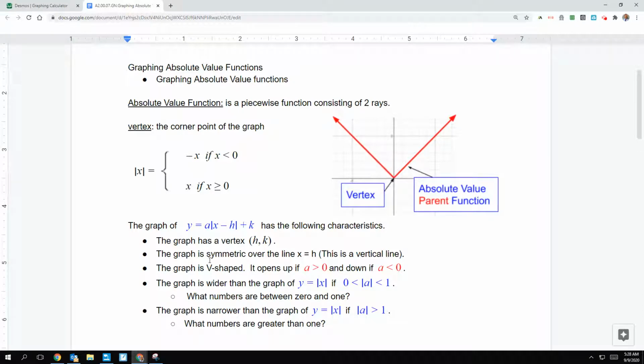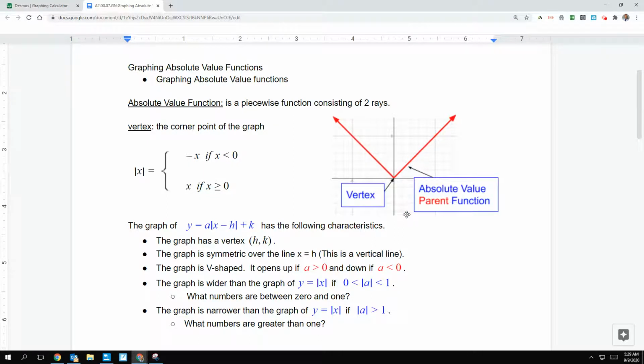The graph is symmetric over the line x equals h. So that's a vertical line. So basically we draw a vertical line straight here. We could basically fold this graph over onto the other side. So if we folded the graph paper right here and folded it in half, this side of the graph would exactly mirror that side of the graph.